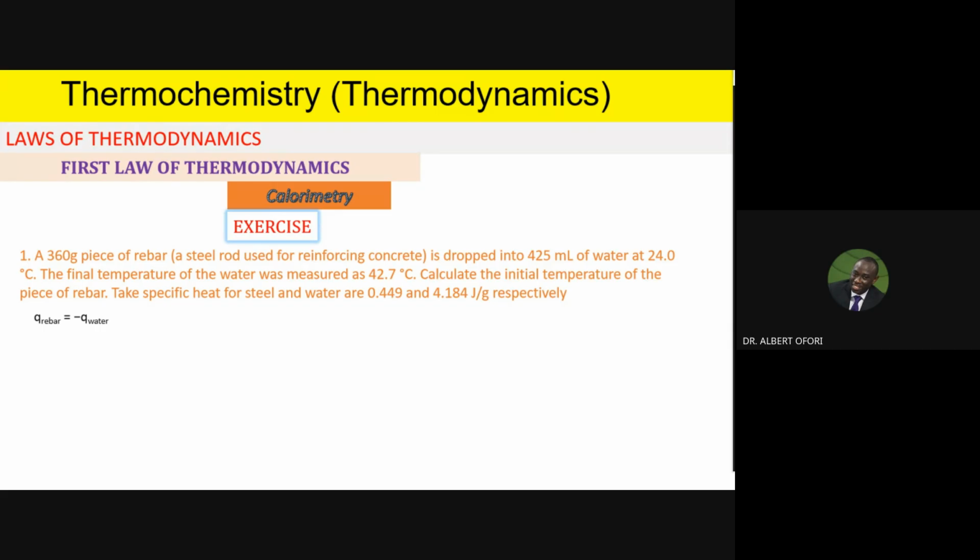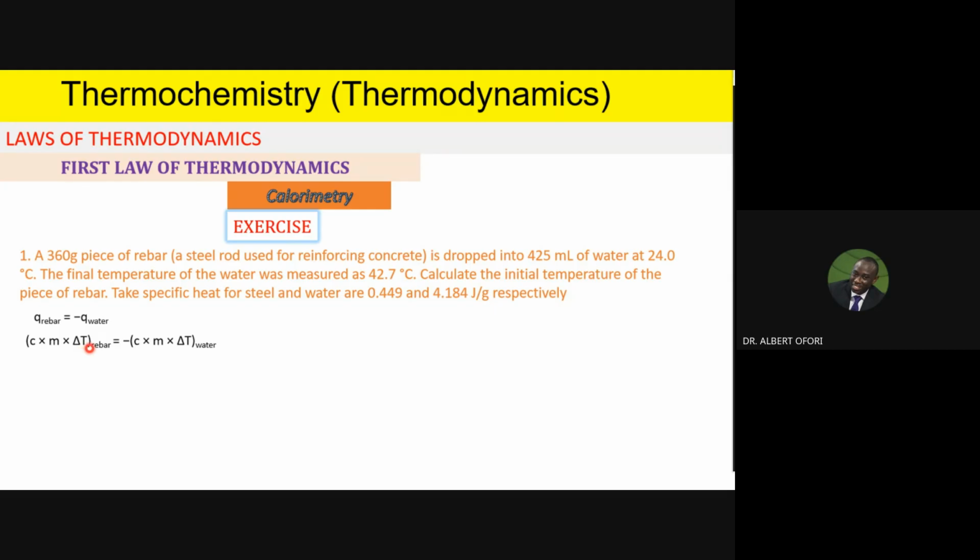Then we know the formula. So basically what it means is that I need the specific heat capacity of the steel rod. And I know the mass. So once I want to get the change, this is what is going to be happening. I want to find the change of temperature, which is final minus initial. The initial I don't know, but the final I know.